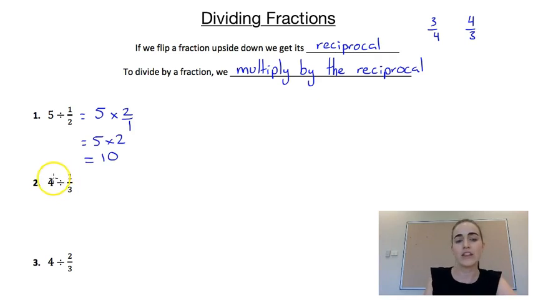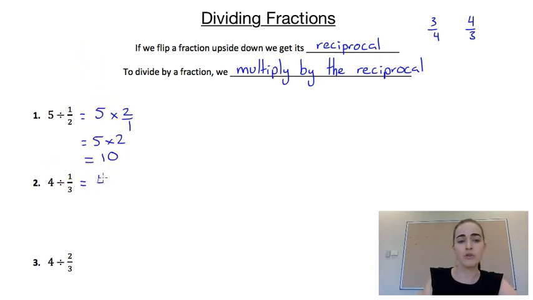All right, let's have a look at another one. 4 divided by 1/3. Let's have a think about what it means first. We're saying how many thirds will fit into 4 wholes. We know that there's 3 thirds in one whole, so in 4 wholes there'd have to be 12 thirds. But again, let's go through the process.